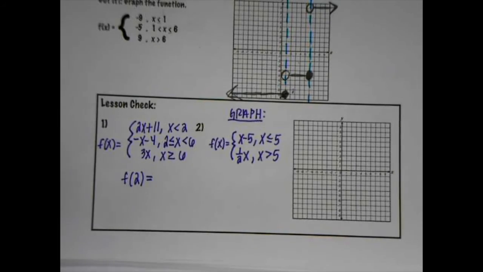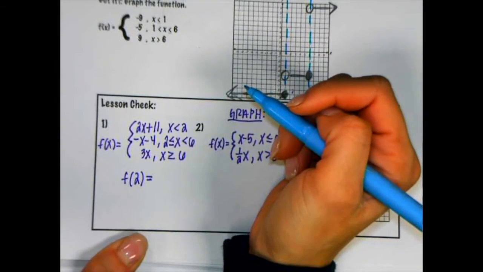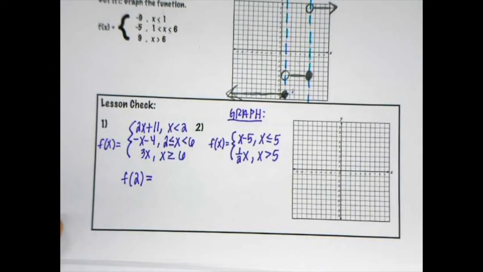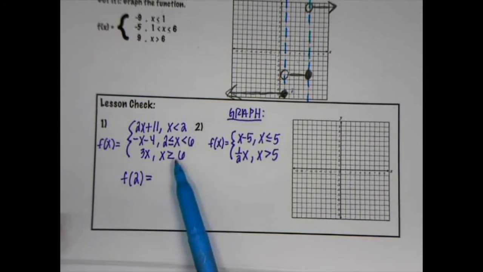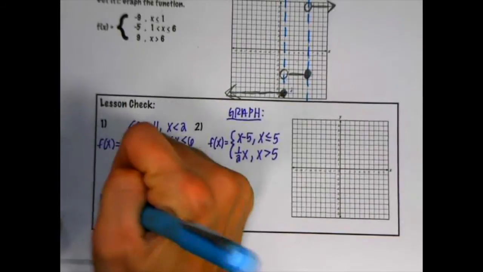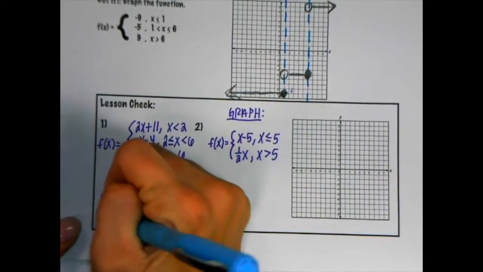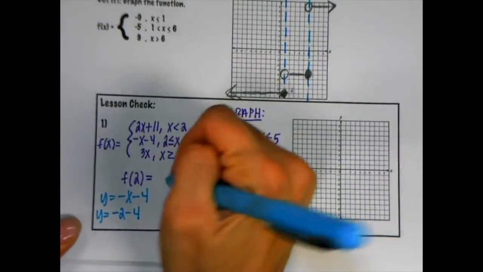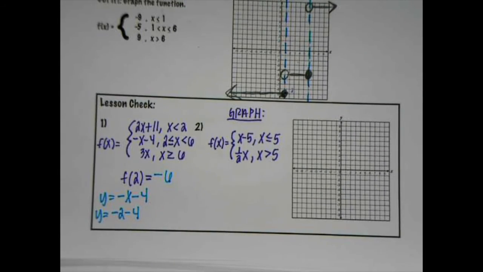Okay, so for the first one, where's the 2 going to fall in? The first one, second one, or third one? So where's 2 going to fall? The second one, yep. So we're going to use y equals -x minus 4. Y equals -2 minus 4, so you should get -6 for that answer. Good?